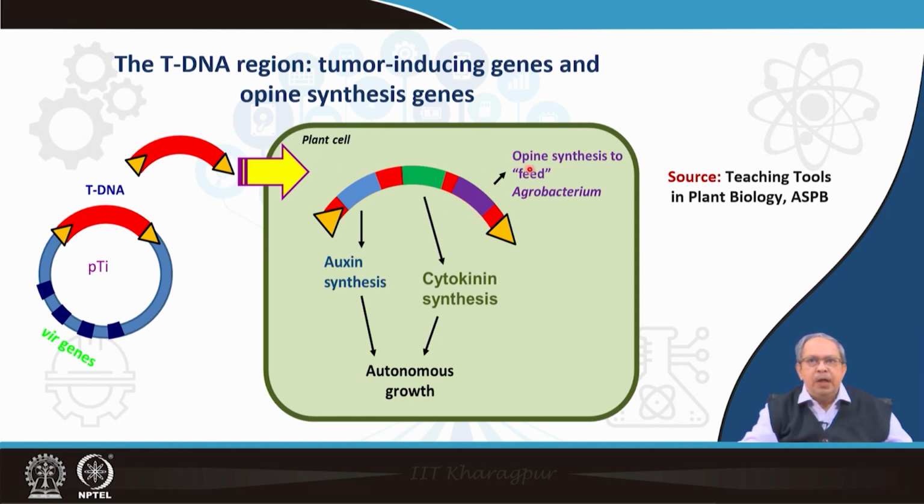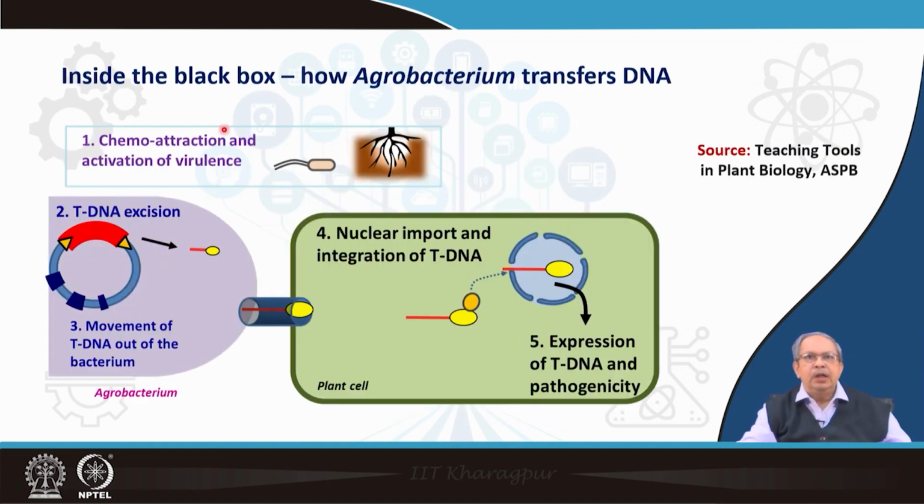As I mentioned, the opine synthesis is to feed the Agrobacterium, and then there are the auxin and cytokinin regions. Once this T-DNA gets integrated into the plant cell, because it has the genes for auxin and cytokinin synthesis, the crown gall tissues can grow in the medium if you grow them under in vitro conditions. Because it gets the support of both auxin and cytokinin from the crown gall DNA, which was basically acquired from the Agrobacterium itself, that leads to autonomous growth.